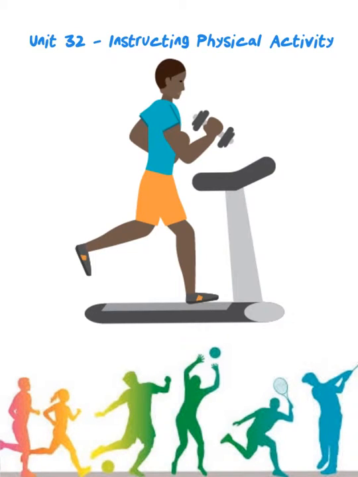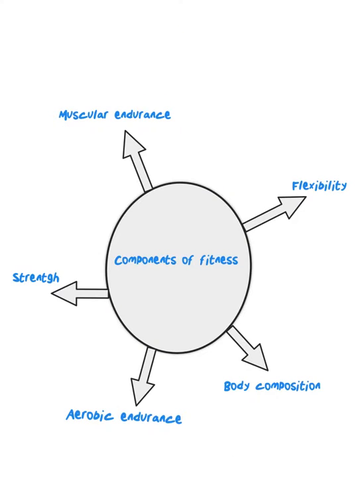Unit 32, Instructing Physical Activity. The main components of fitness are muscular endurance, flexibility, body composition, aerobic endurance, and strength.